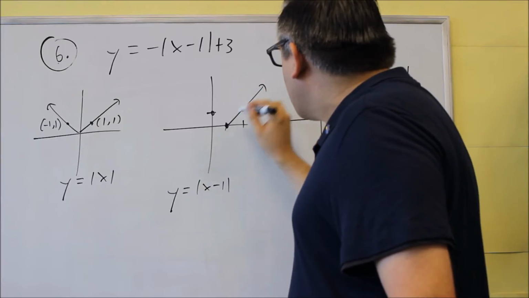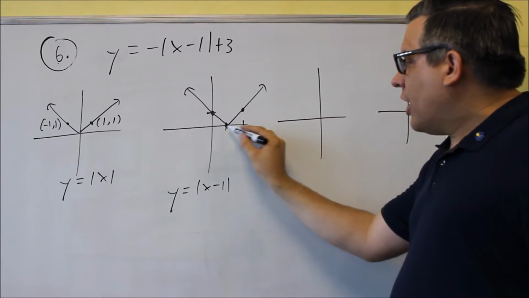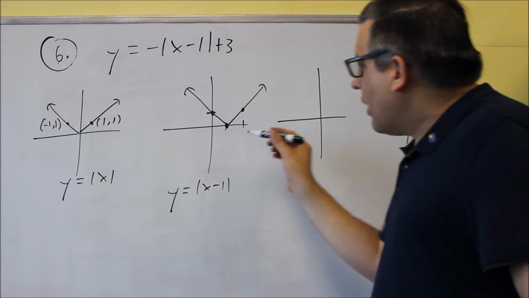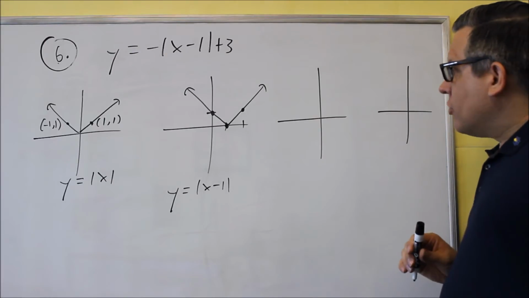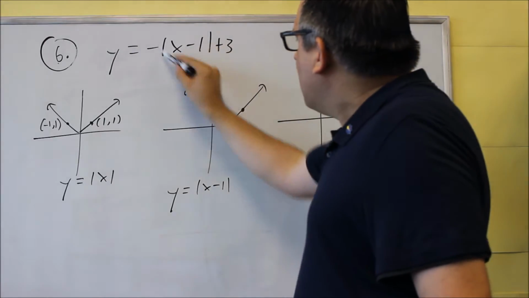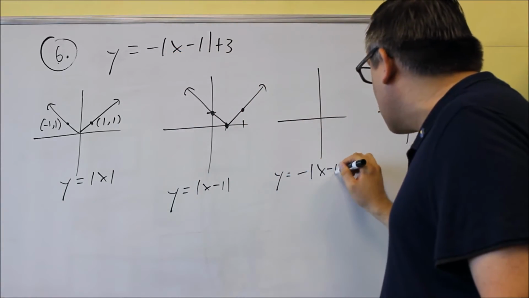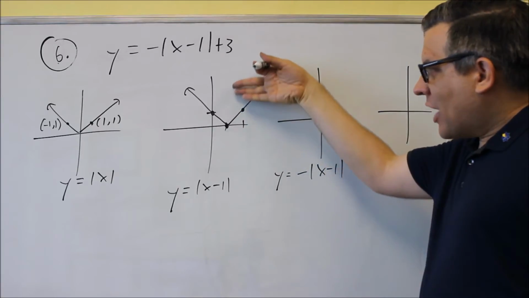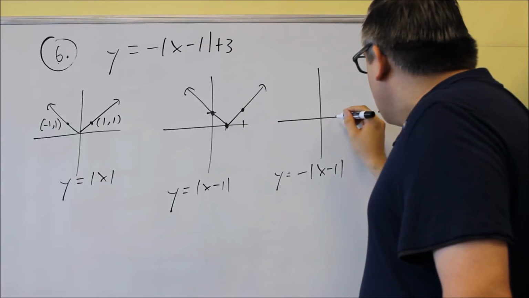So now I have a V-shaped graph that does this. And so I have 2, 1, and 0, 1. I have my 2 points that goes through. That's that one. Okay, now the next thing I'll do is I'm going to apply the negative sign on the outside. So I'm going to do negative absolute value x minus 1. Okay, so then what that does is it takes the graph in this position, it's going to flip it over. So it's going to flip it upside down.